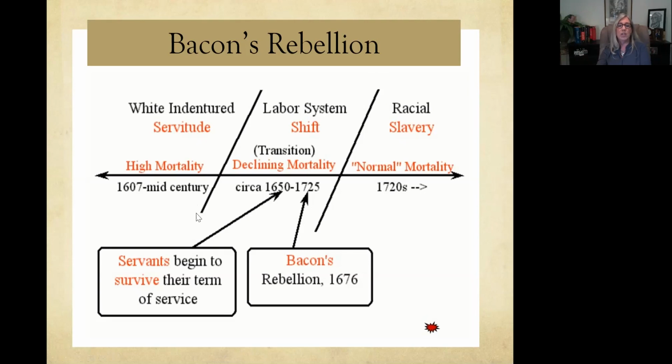So there's definitely a shift, and I think this is a pretty good graph that shows that. When people are dying off more rapidly with the starving time, when Jamestown was formed, you had these white indentured servants that were coming in large numbers. But then when things begin to stabilize economically and people are able to survive longer in Jamestown, then we see the shift into enslaved labor.